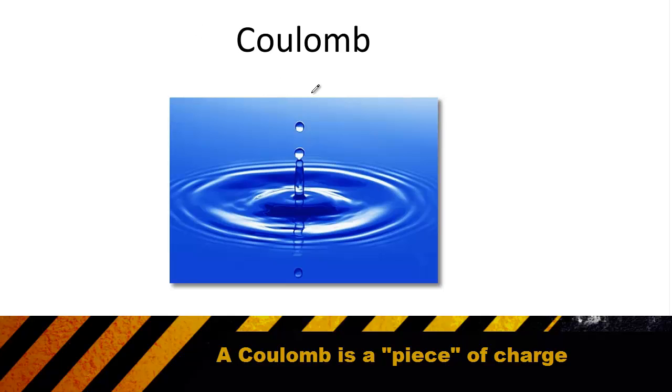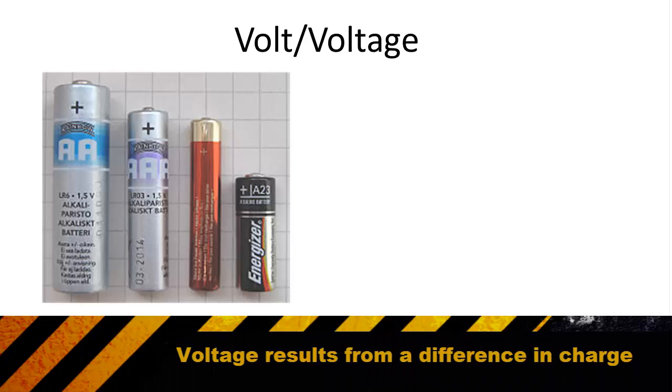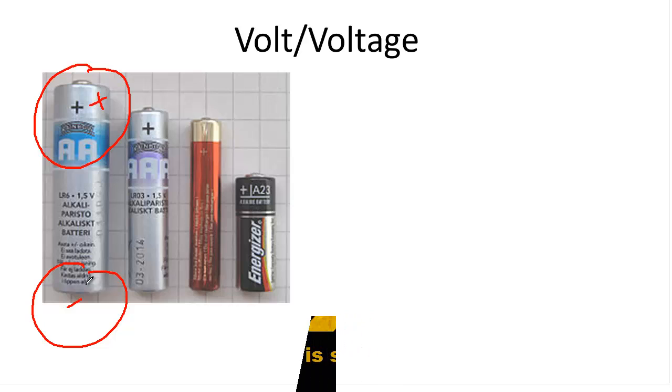So if we're comparing electricity to water, you could envision a coulomb as one drop of water, or a small, tiny piece of charge. You've probably heard the term volt or voltage a lot, especially when talking about batteries. Voltage is simply a difference in charge. So in a battery, one end will have a lot of positive charge. The other end will have a lot of negative charge. The greater the difference between the amount of positive charge and the amount of negative charge, the greater your voltage.